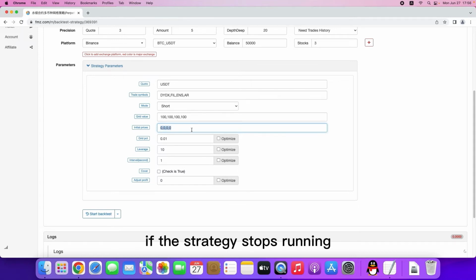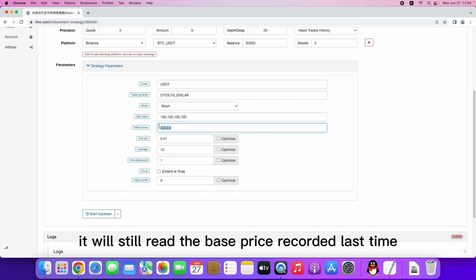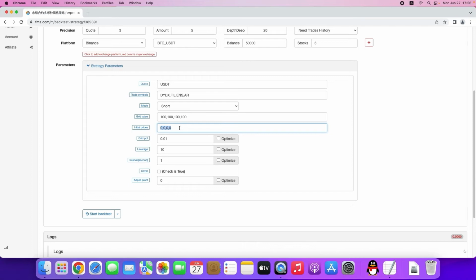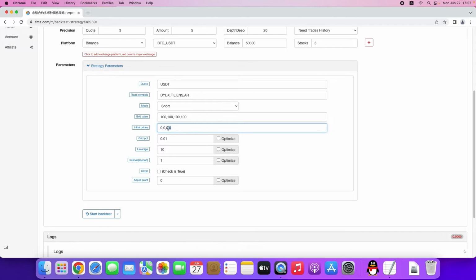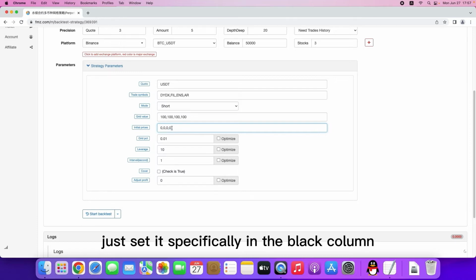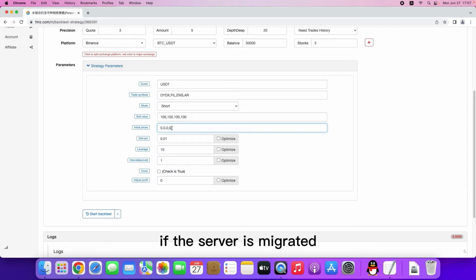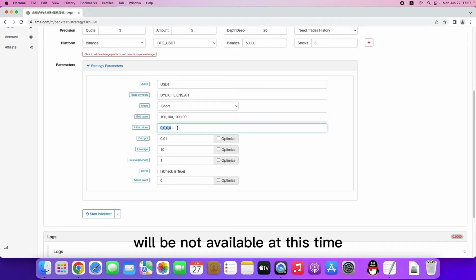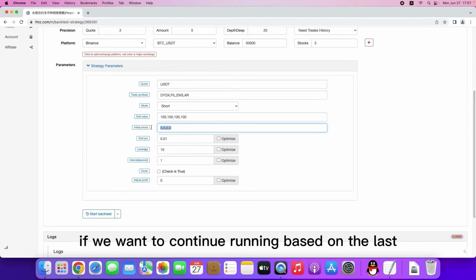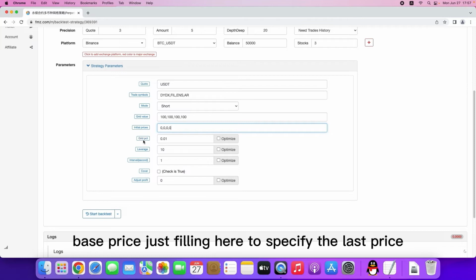If the strategy stops running, it will still read the base price recorded last time. If we want to specify a certain price as the base price, just set it specifically in the blank column. If the server is migrated, for example, by changing the Docker, then the data recorded in the strategy library will not be available at this time. When the strategy is running, if we want to continue running based on the last base price, just fill in here to specify the last price.